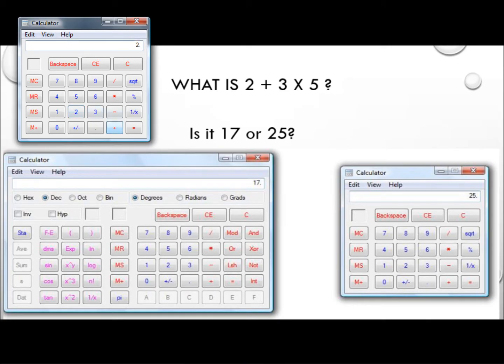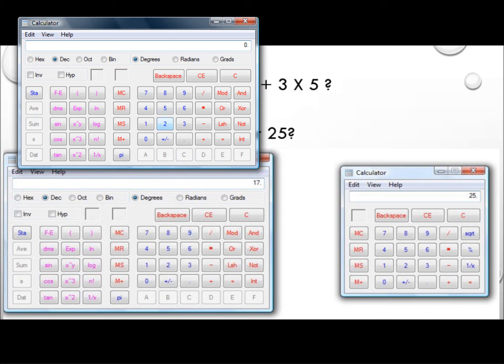2 plus 3 times 5 is 25. I'm going to type the same thing. 2 plus 3 times 5 is 17. Which is right? Which should we believe?